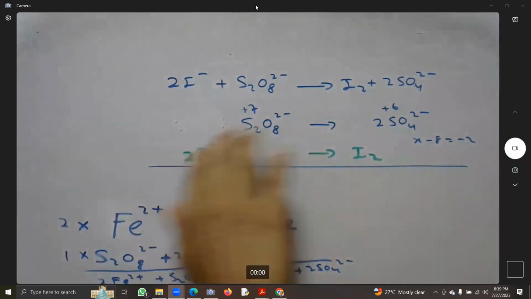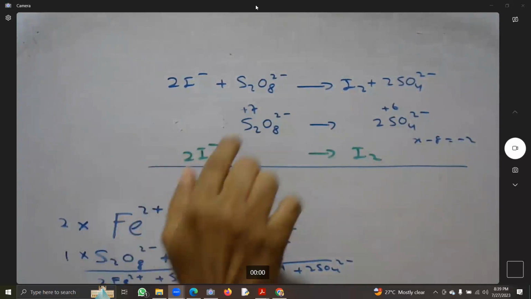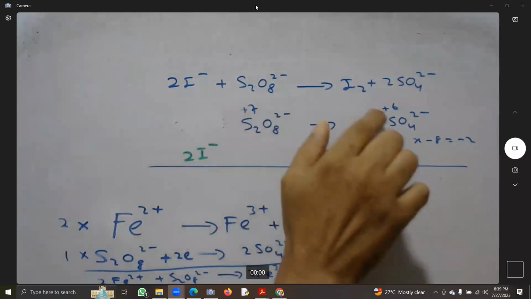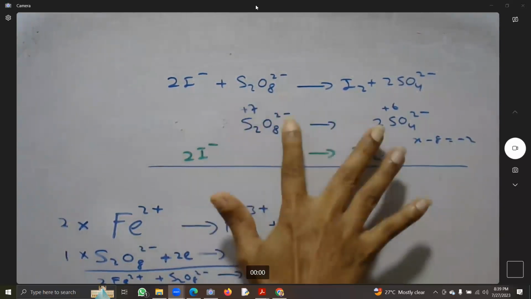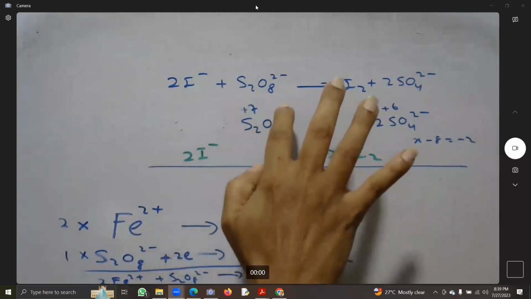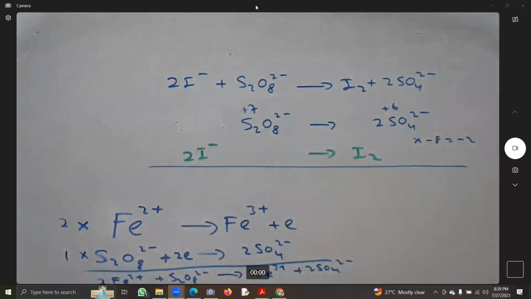Now here, elements are balanced. Elements are balanced. But this one is going from +7 to +1. This one is going from this equation. Elements are balanced on this one. In other words, this one is balanced. Okay, so it is going from +7 to +1, +7 to +6. Just reducing it there.